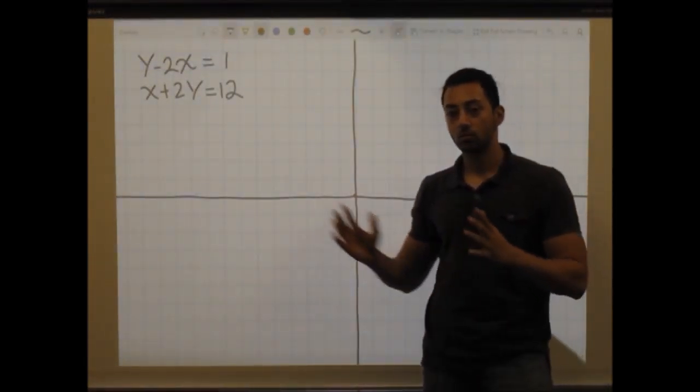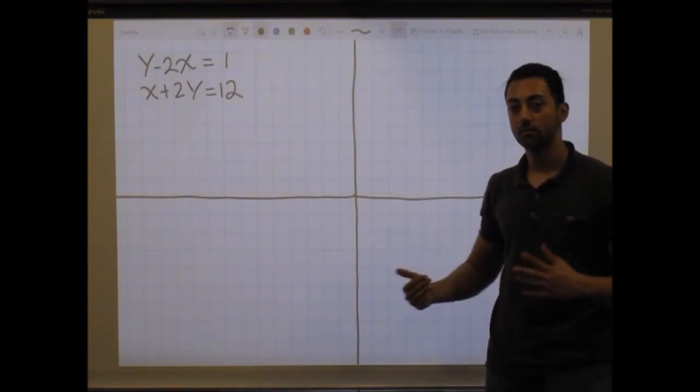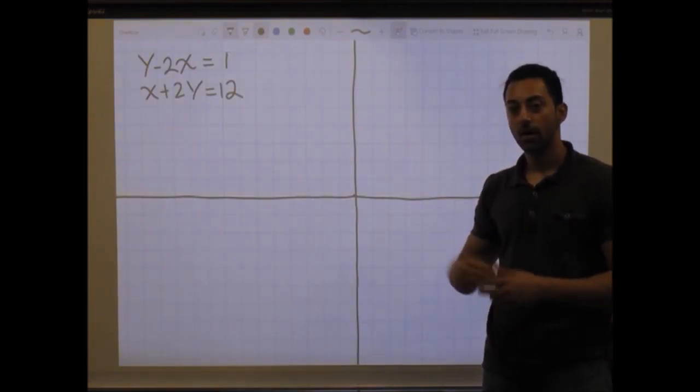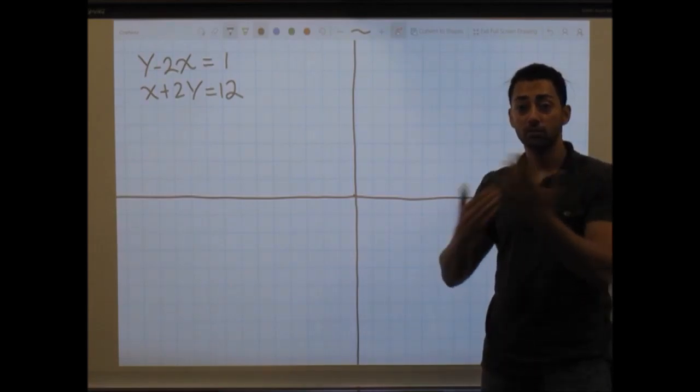Okay, so we're trying to get the solution to the system by graphing these two lines, identifying the intersection point, and then that'll be it for us because we know that the intersection point is the solution.